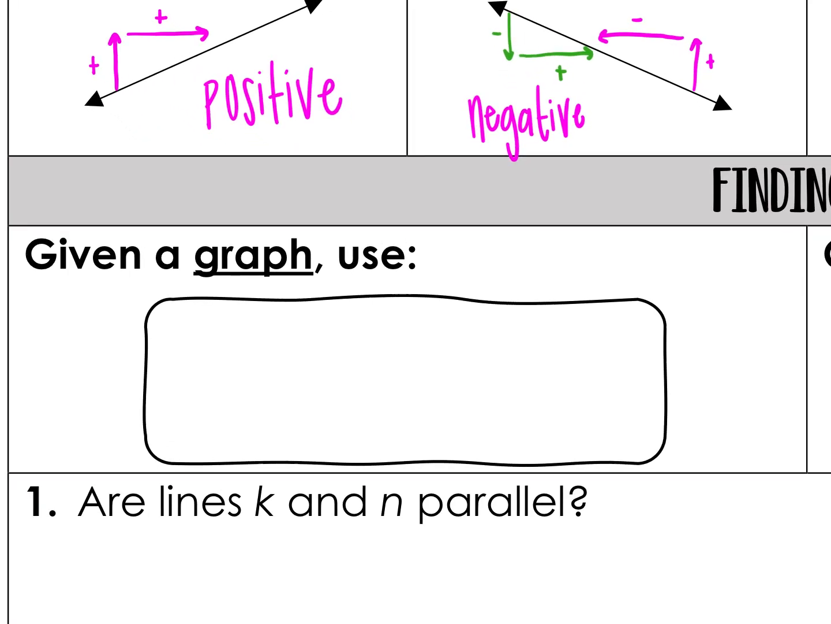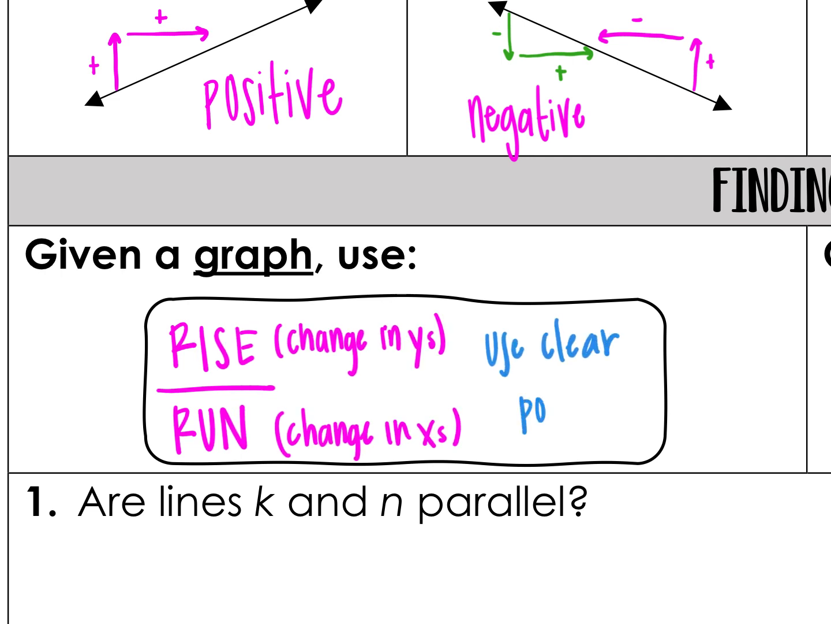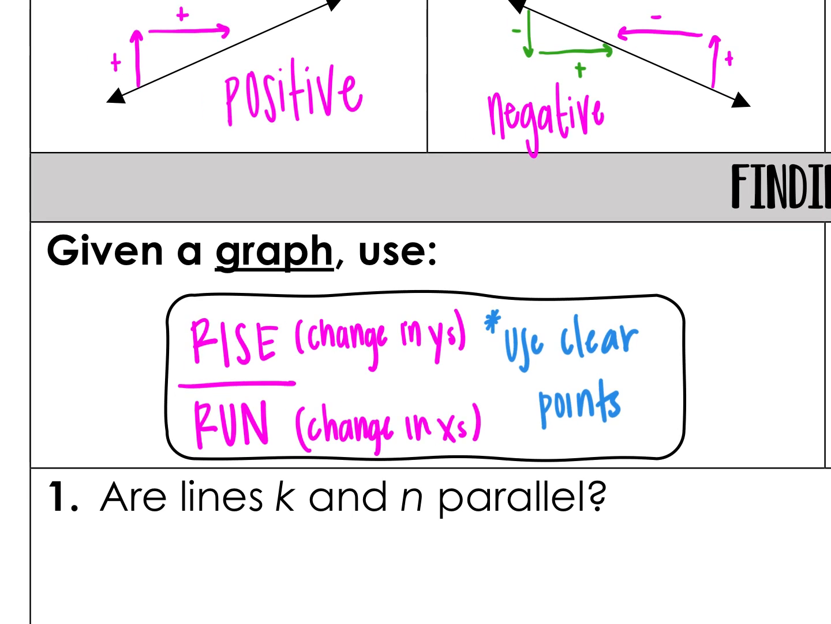When you're given a graph, the easiest thing for you to do is find the rise over the run. The rise is the change in the y values over the change in the x values. Now, when you're using a graph to find slope, it's important that you use clear points. When I say clear points, I mean places where the line is going through the corner of a square. So I will make note of that when we look at a graph in just a moment. So when you're given a graph, just find the rise over the run.